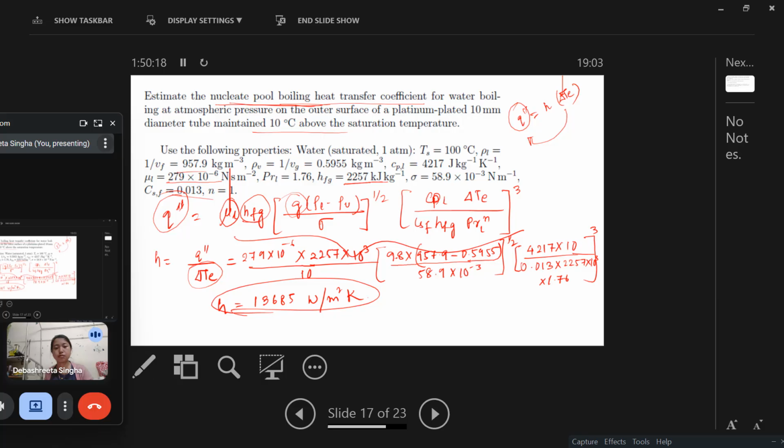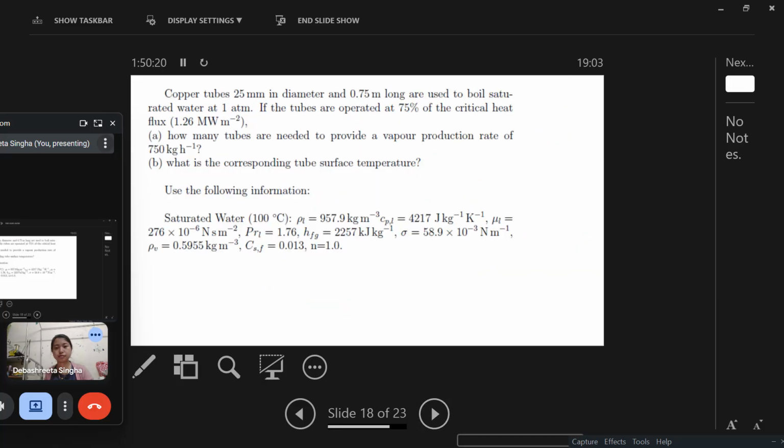Okay, we'll move to the next question. Copper tubes 25 millimeter in diameter and 0.75 millimeter long are used to boil saturated water at 1 atmosphere. If the tubes are operated at 75% of the critical heat flux, 1.26 megawatt, right?